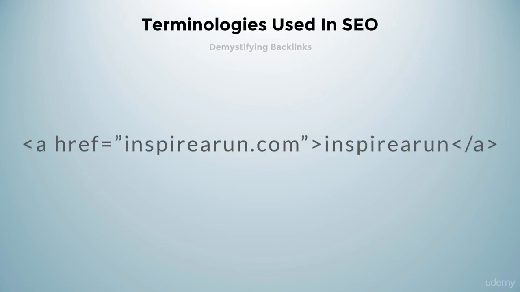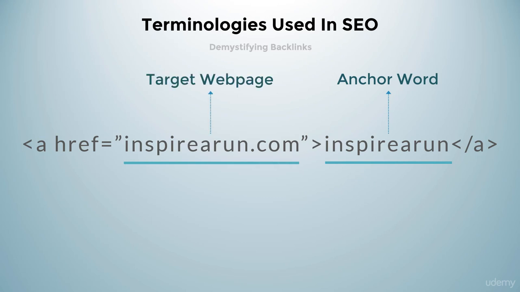In HTML, a link or a backlink is written as <a href="inspirearound.com">inspirearound</a>. Here the anchor word is inspirearound, which is visible to the normal user. When the user clicks on this anchor word, it will take him to the target web page mentioned in the href attribute in the A tag.